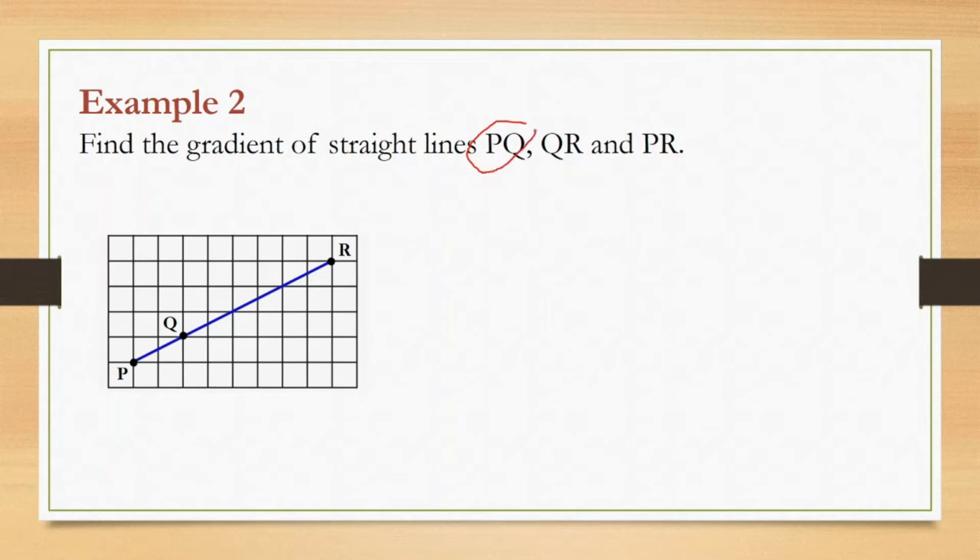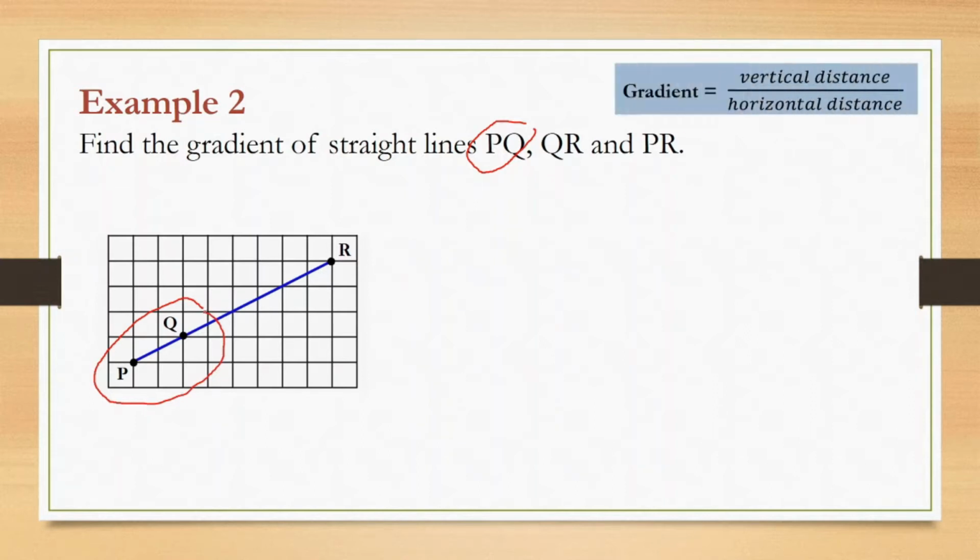First, look for PQ. So for PQ is here. We just focus at here, so you won't get confused. Again, the formula apply. Vertical distance divided by horizontal distance. So count for the vertical. 1. Horizontal. 2. So gradient for PQ is MPQ equal to 1 over 2. Done.